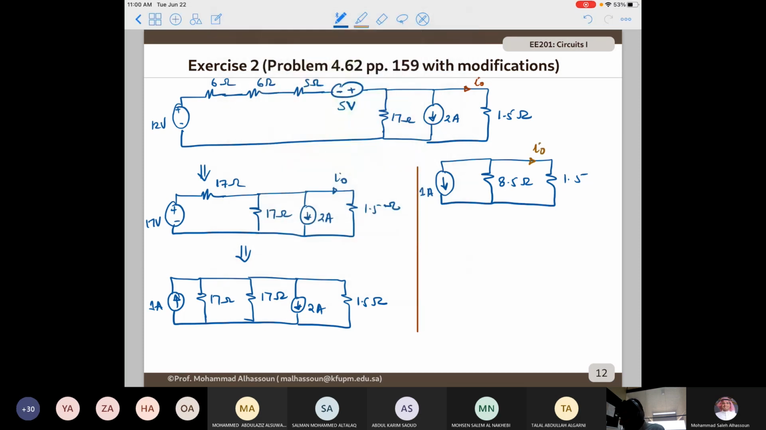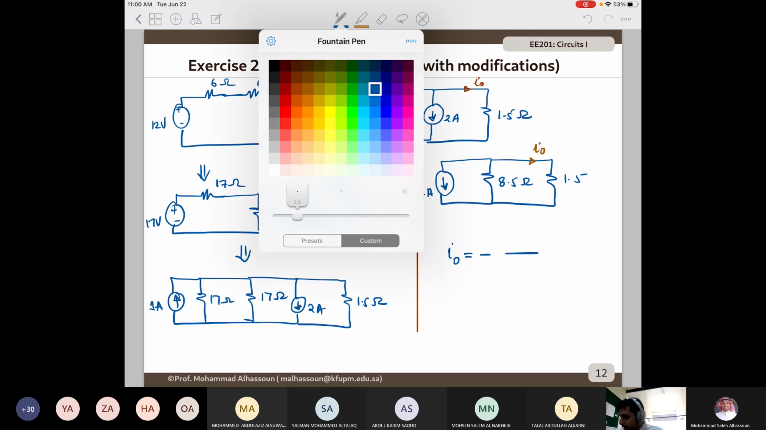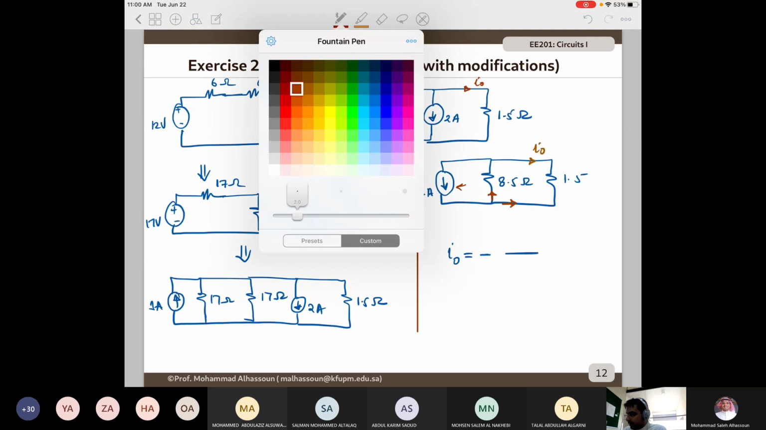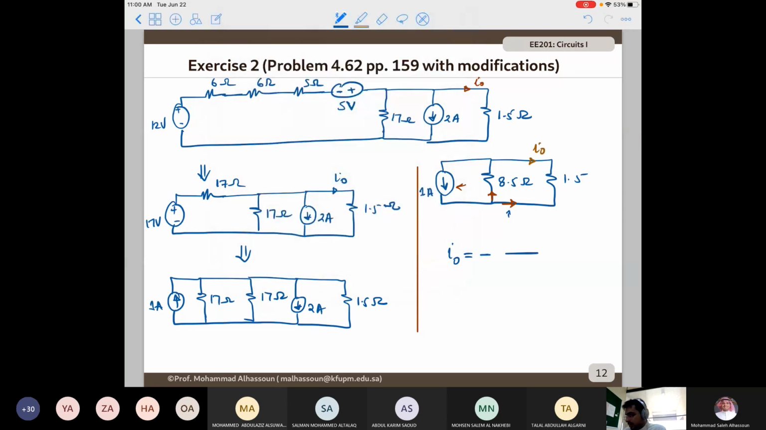So if you apply the current divider law, you should get I naught negative, because remember the current divider law will give you this current, this polarity, in terms of this current. So I naught will be the negative of this one. So it's going to be 8.5 divided by 10 multiplied by 1, and I naught will be negative 0.85 amperes. Okay.